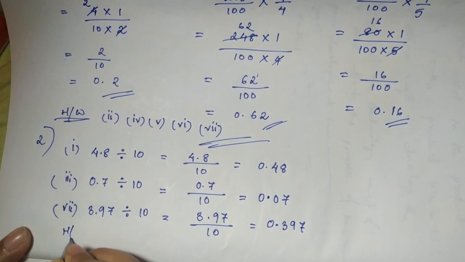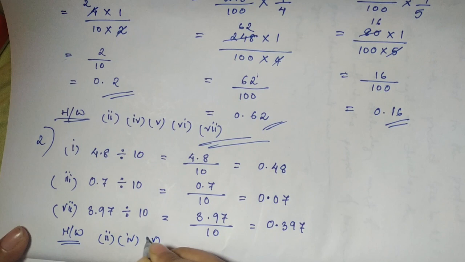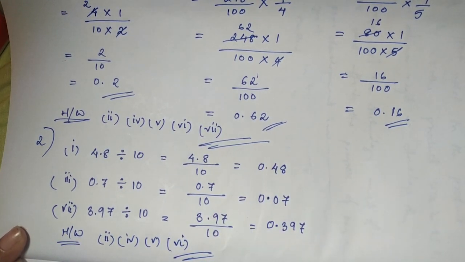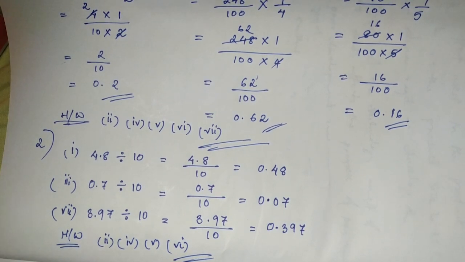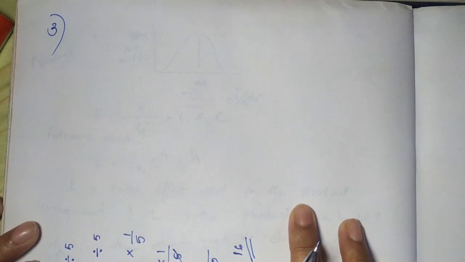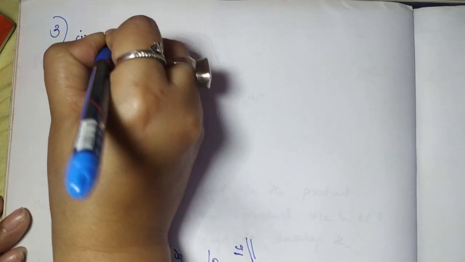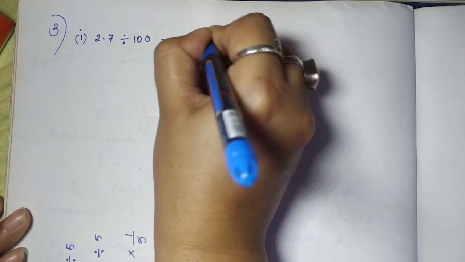So you will try the remaining sums of this. Question number 2, question number 4, question number 5 and question number 6. These are very easy. Please try. And now in question number 3, we will find the numbers are divided by 100. Let's go to question number 3 now. In question number 3, it's given find, then you see 2.7 divided by 100. Question number 1 is 2.7 divided by 100. Same process.